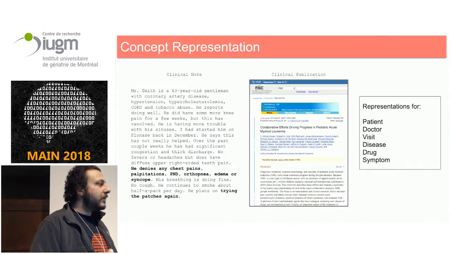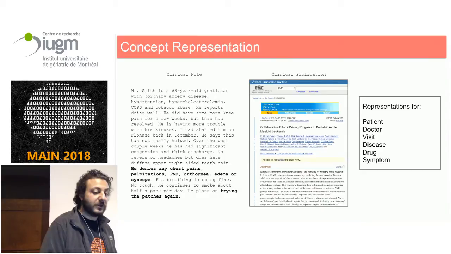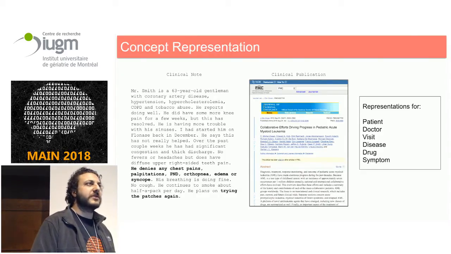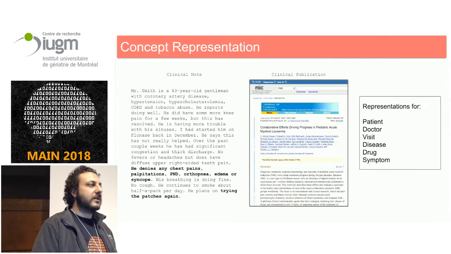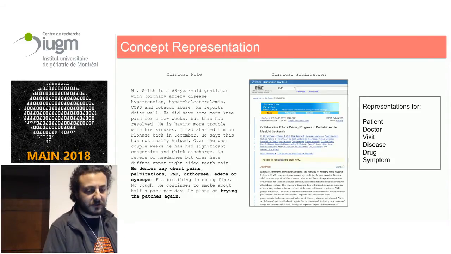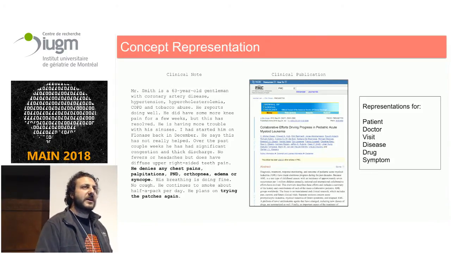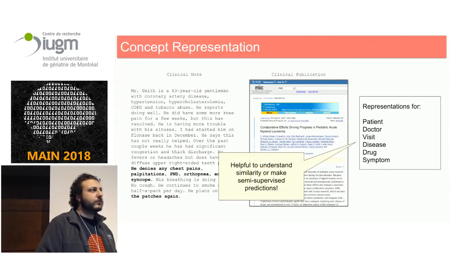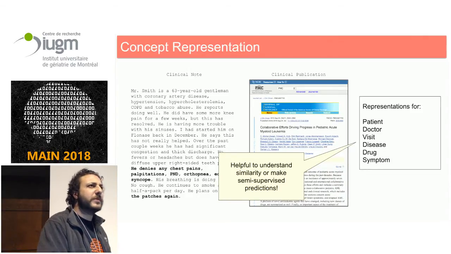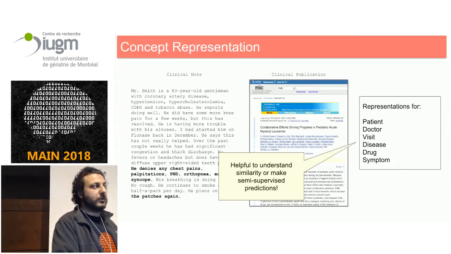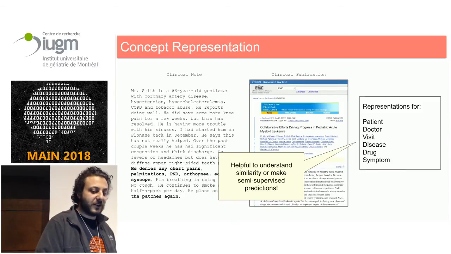All right, so the raw data that we're going to be working with is going to be clinical notes or clinical publications when it comes down to just the text that we're going to be able to analyze. And one big piece when we're learning to represent these things is representing different concepts like a patient or a doctor or a visit or a specific disease. And with this, we can relate these concepts together. So if two patients are similar, they might respond in a similar manner to a treatment. All right, so we need to be able to discover that, and it's good if it's in an unsupervised way.